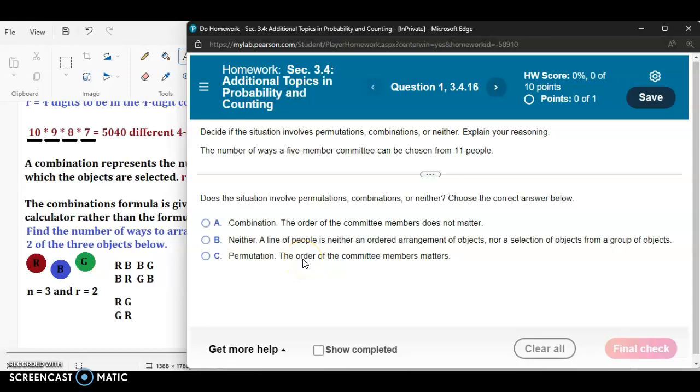Okay, so question 1 in section 3.4 says, decide if the situation involves permutations, combinations, or neither, and explain your reasoning. It says the number of ways a 5-member committee can be chosen from 11 people. So the obvious question is, does the order in which the committee is selected matter? If so, it would be a permutation. If not, then it would be a combination.